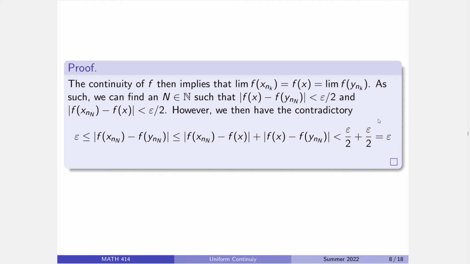Okay, beautiful. All right, so there we go. Contradiction has occurred. So if you are continuous on a closed and bounded set, you must be uniformly so. Okay, there we go. And that's kind of the big theorem.